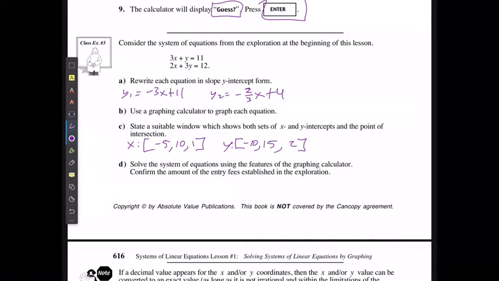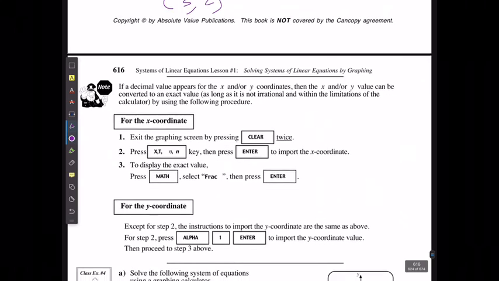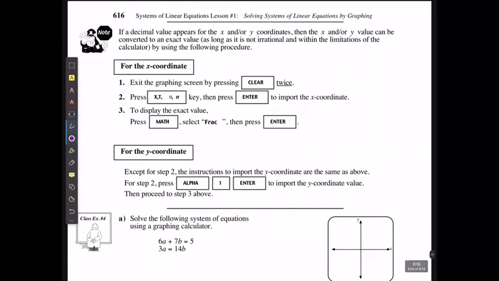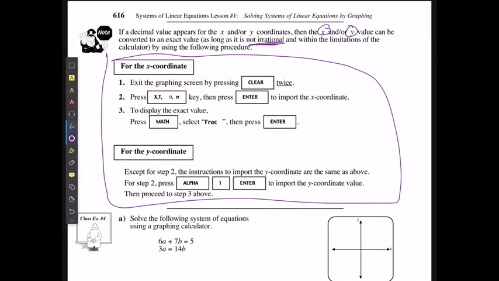When I use that intersect feature, I see that they cross at 3 and 2. If a decimal appears for the x or y coordinates, then it can be converted to an exact value as long as it is not irrational. And we're not really going to run into irrationals this year. More so, we're going to see it next year. So, if I'm doing that, I can use these functions to copy my answer over, and then I'm going to use the convert to a fraction choice.